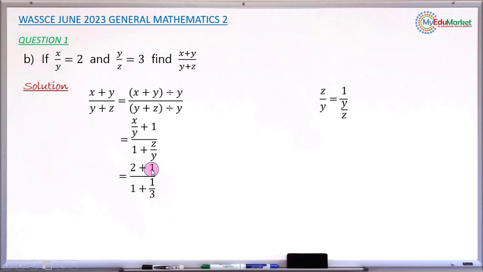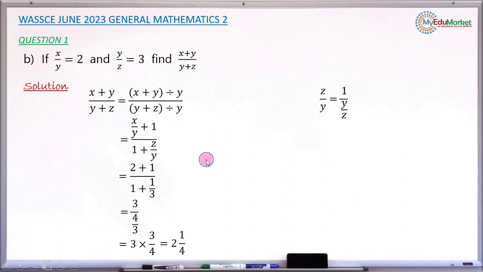So what remains is to simplify this fraction. 1 plus 2 gives you 3, and 1 plus 1 over 3, using LCM, gives you 4 over 3. You are now dividing 3 by the fraction 4 over 3, which you change to multiplication by the reciprocal of 4 over 3, which is 3 over 4. So you have 3 times 3 over 4, that is 9 over 4, and 9 over 4 changed to a mixed fraction gives 2 whole number 1 over 4. So this is the value of the fraction x plus y all over y plus z, and that answers this question.